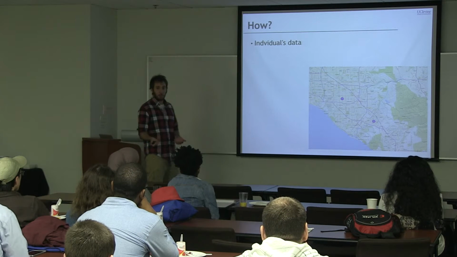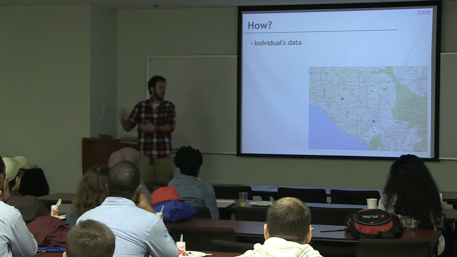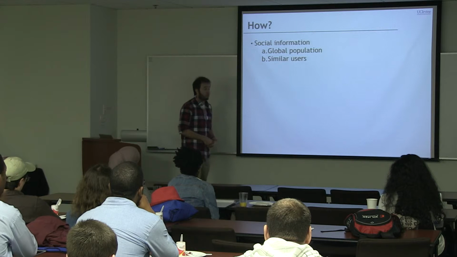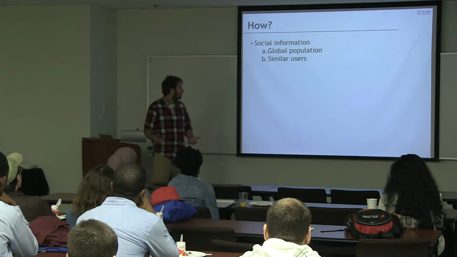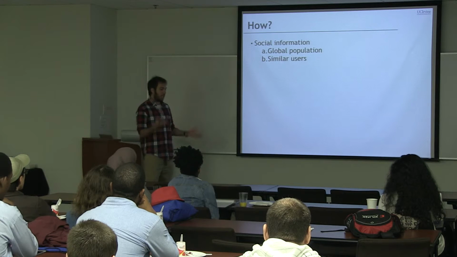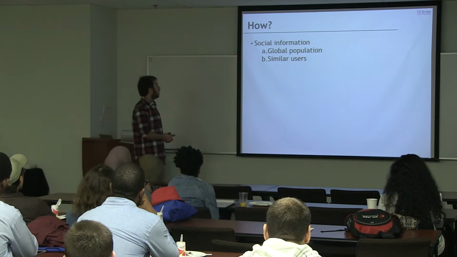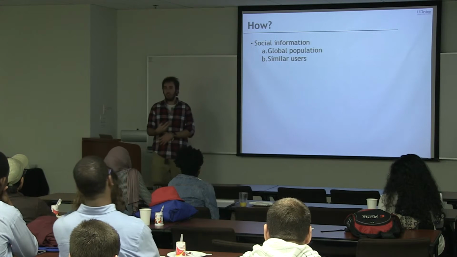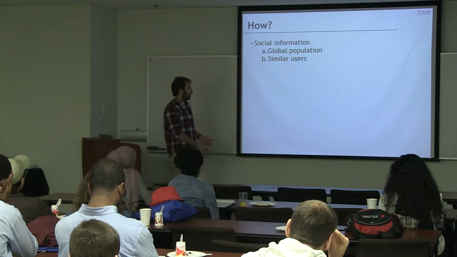But as I said, something was missing. In the map I showed earlier, a lot of people go to downtown, no one goes to the desert. How can we use that information as well? Well, we could also look at social information, which is data that can come from somewhere else, and that could be in layers. It could be global population, where everyone's going downtown, or similar users, people that may be my friends. Where are they going? Because maybe I would behave more like them than the global population.